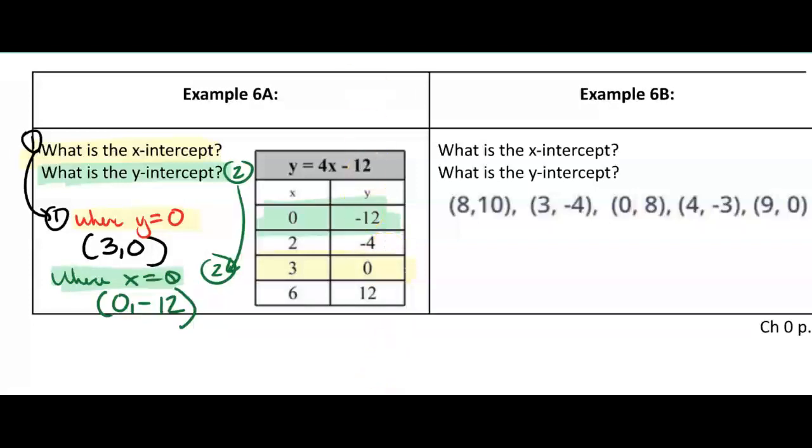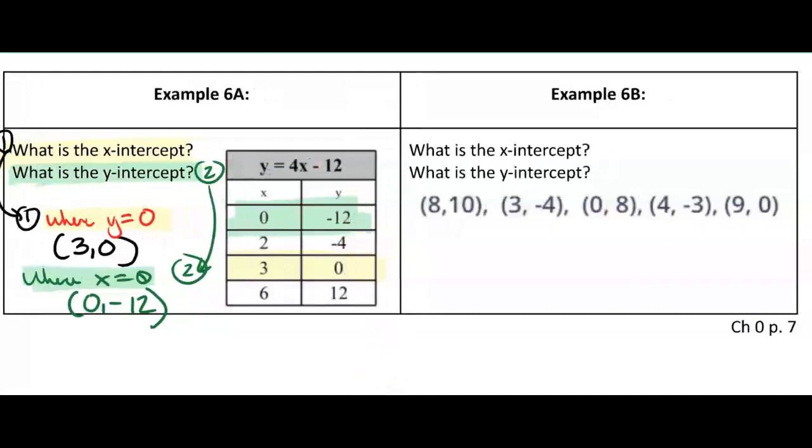Okay. How about with a list of ordered pairs? Where do we find x-intercepts? When y equals 0. So in which of these does y equal 0? At 9, 0. That's my x-intercept, 9, 0, because that's where y equals 0. So what is my x-intercept if I just answer it with a number? 9.